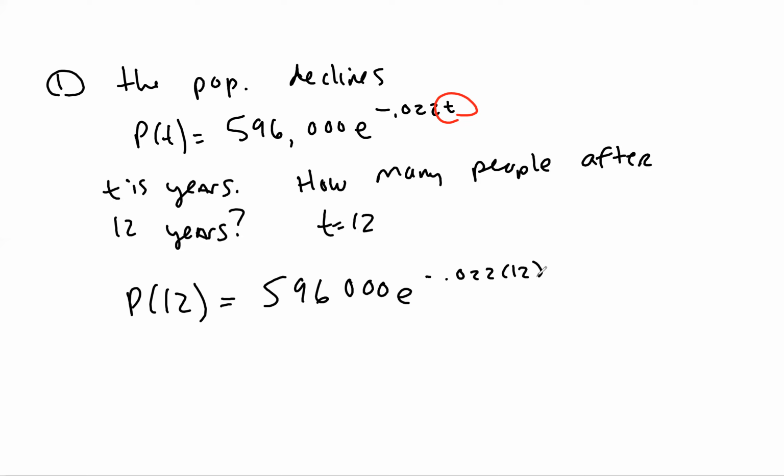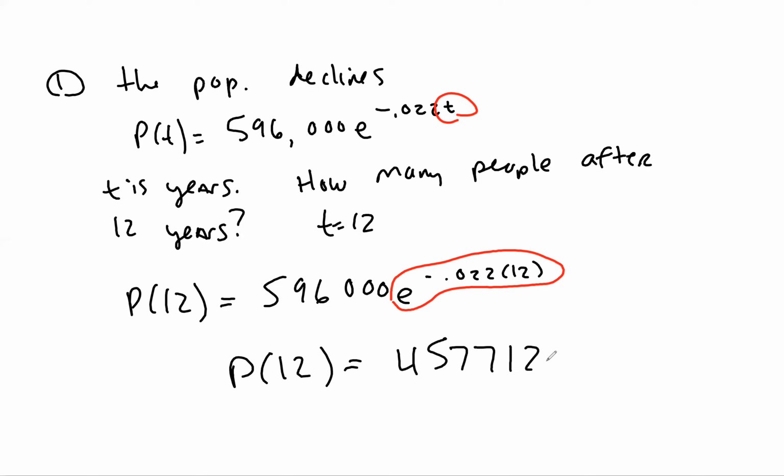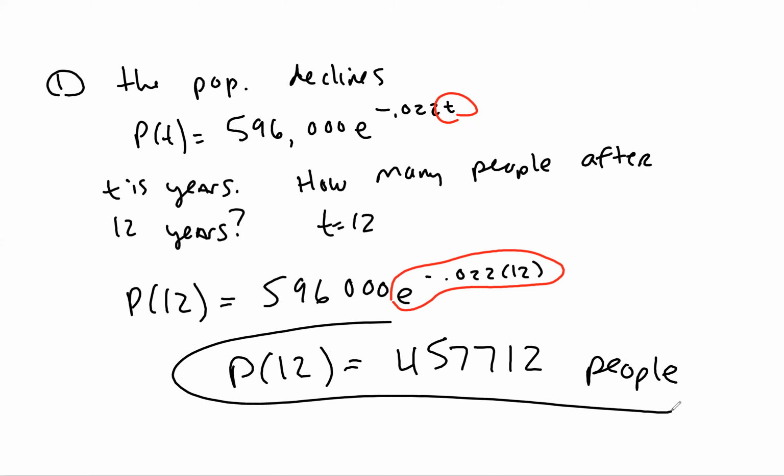Now, when you're typing this into the calculator, please be careful and make sure that e is the only thing being raised up. Okay, so just be cautious. So when you type this in and you calculate it, you should get p of 12 to equal 457,712. And I believe the problem in Hawks states to round to the nearest person. And so when I do that, here's my answer. And now I'm done. Number 1, done.